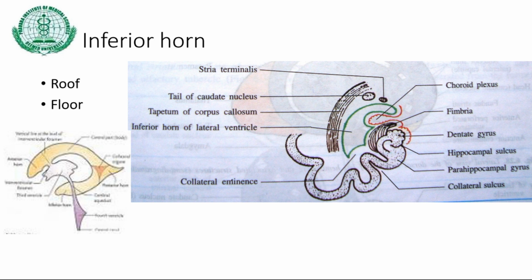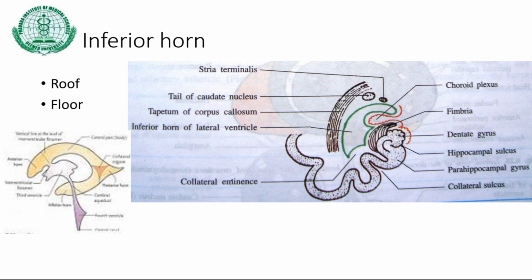Now the roof is formed in the lateral part by the tapetum of the corpus callosum. The medial part of the roof presents the tail of the caudate nucleus and the stria terminalis. The stria terminalis forms a projection or a bundle of the amygdaloid body.